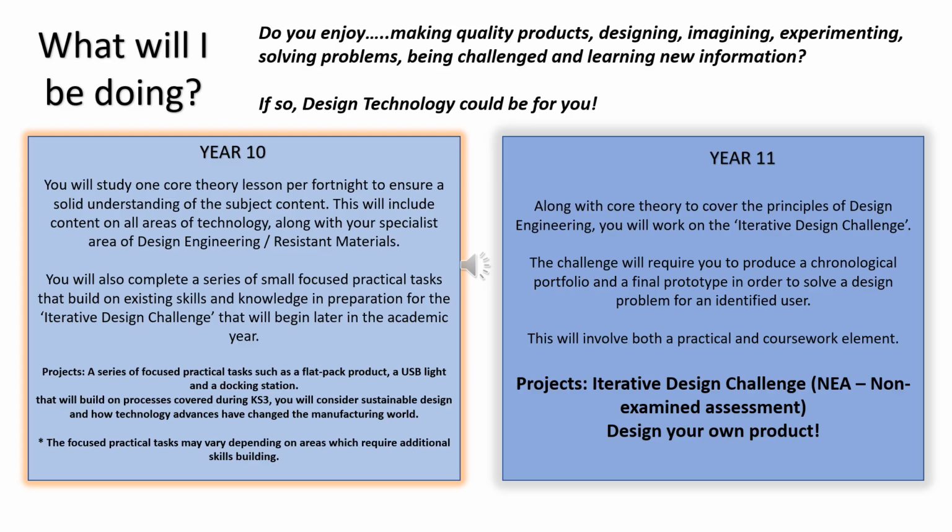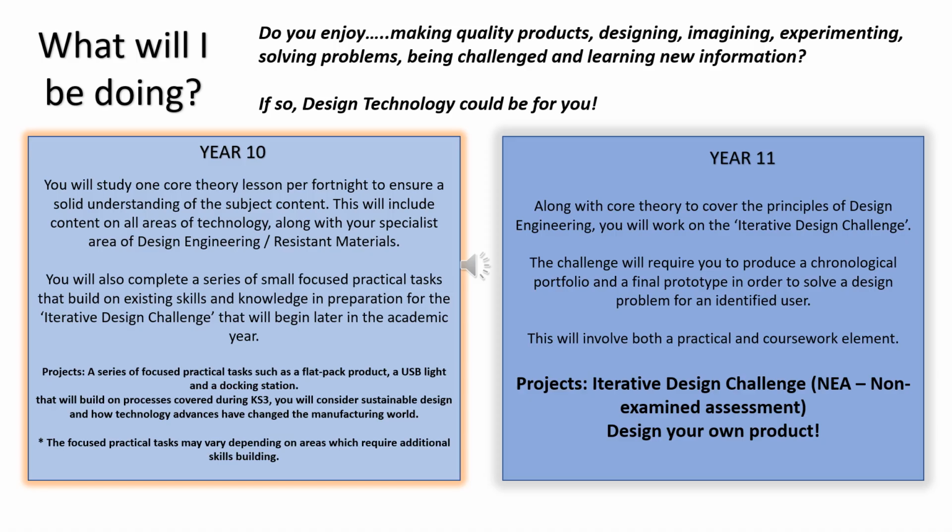So what will you be doing on the design engineering design technology course? So this is a 2-year GCSE, so you will start it in year 10 and then it will run until the end of year 11. So in year 10 you will study one core theory lesson per fortnight, so that is a theory-based lesson where we aim to create a solid understanding of the subject content.